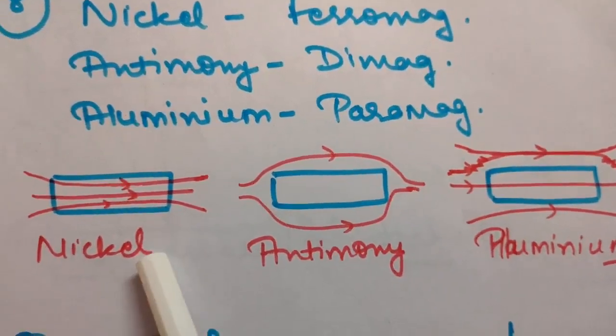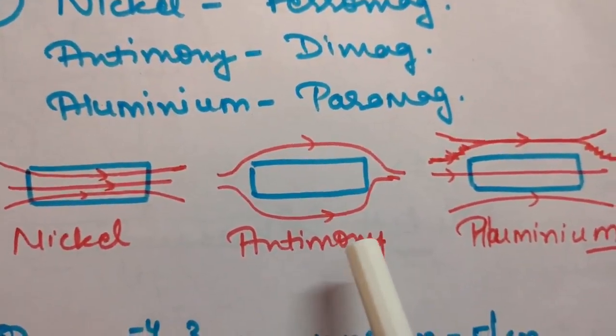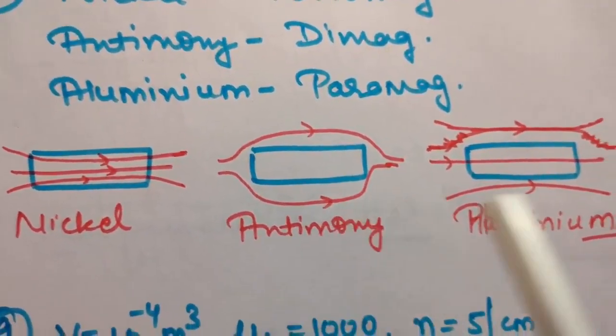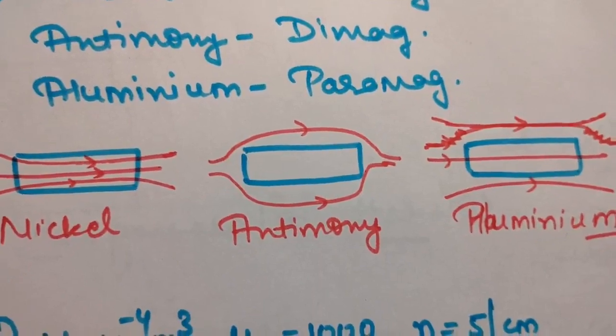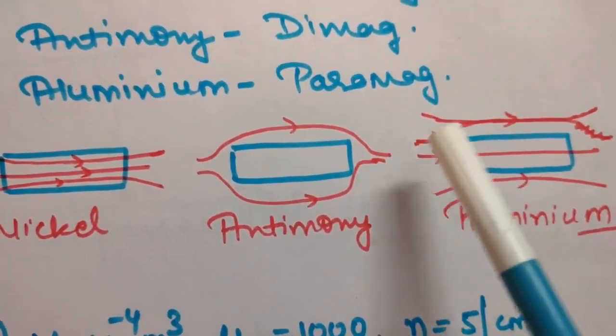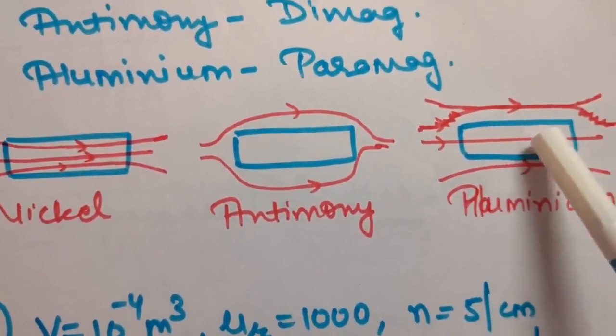Now you know how magnetic field lines pass through them. If nickel is ferromagnetic, that means all the field lines will pass through it. Antimony is diamagnetic, that means it will repel the magnetic field lines and they will not pass through it. And aluminium is a paramagnetic material, that means some of the magnetic field lines will pass through it. Some are getting attracted, but they are not passing through it.